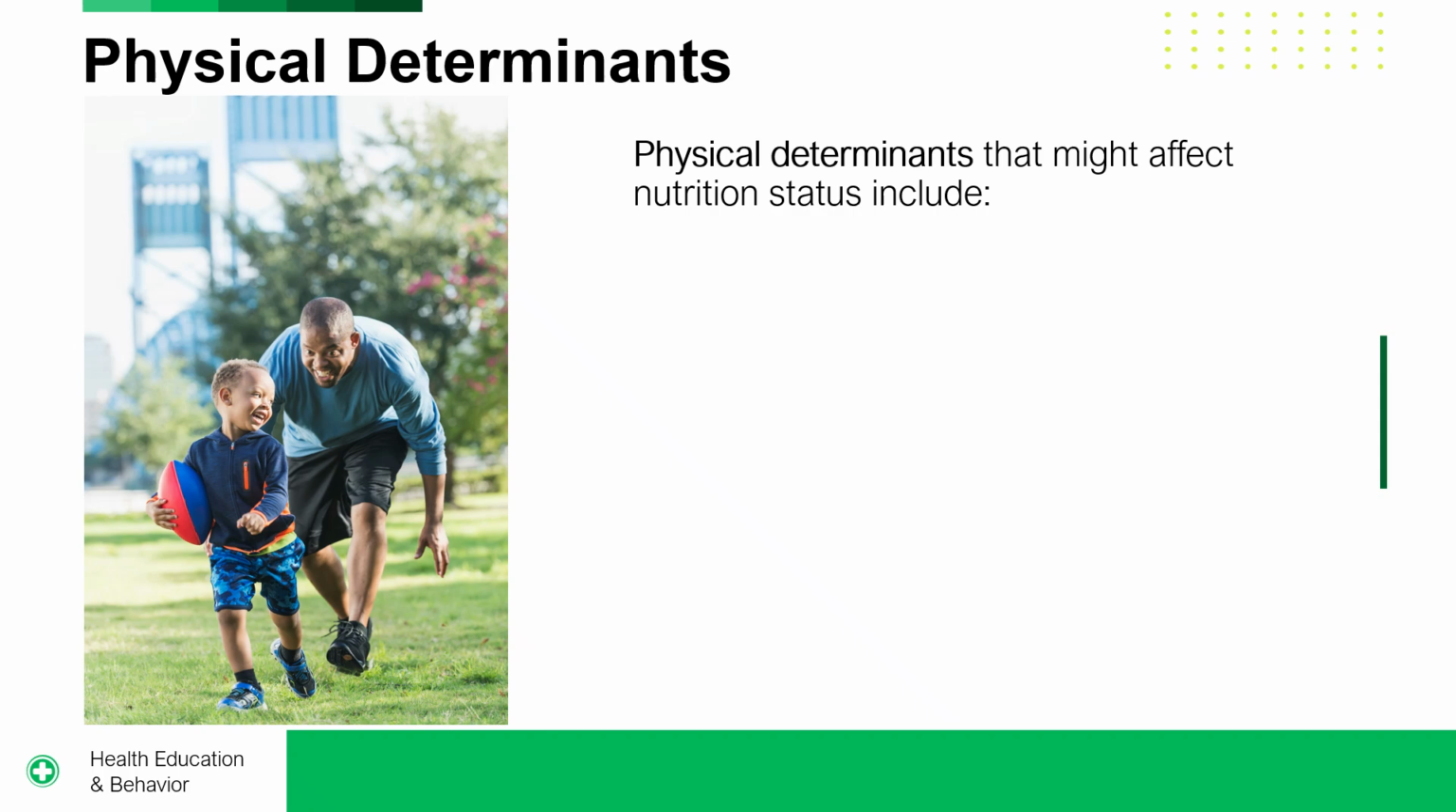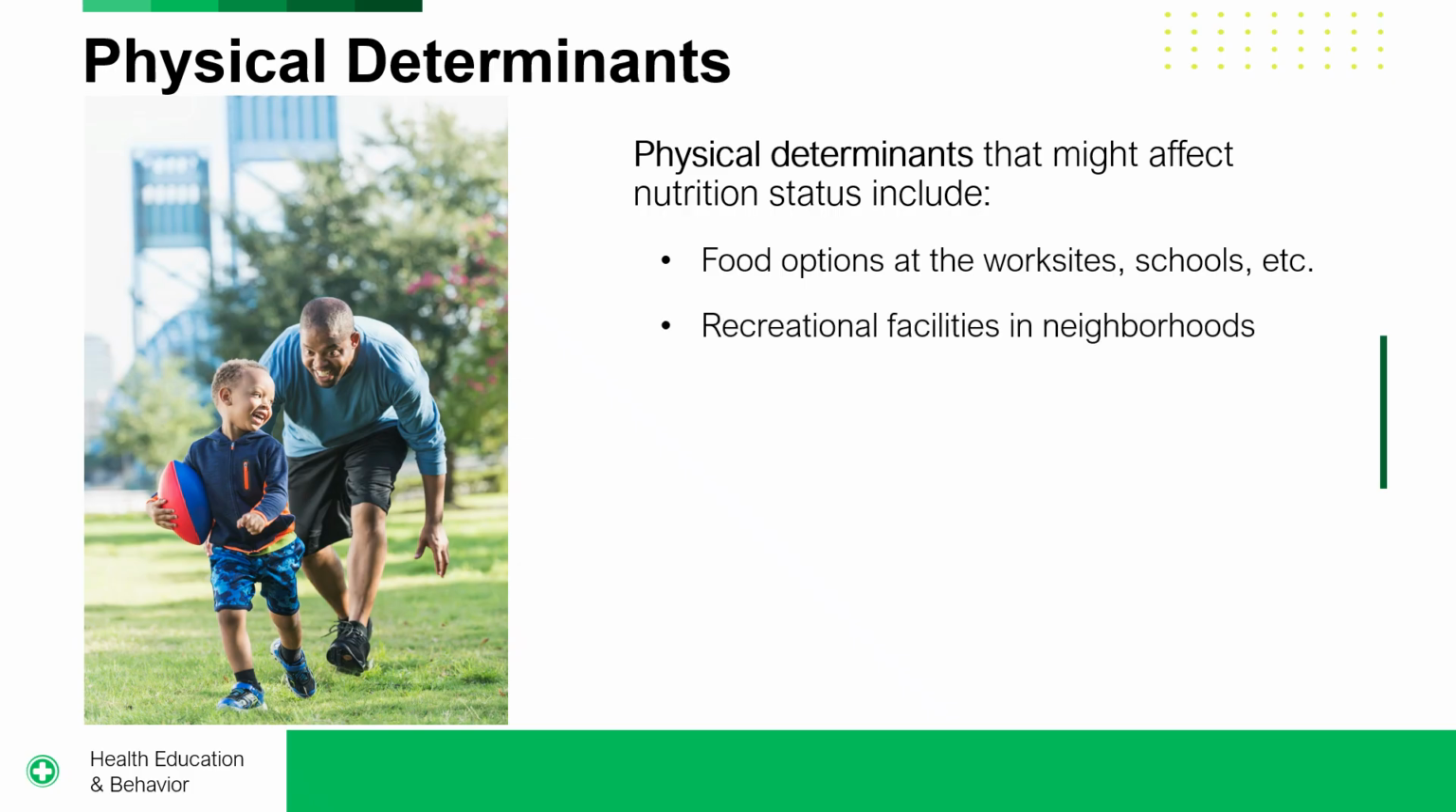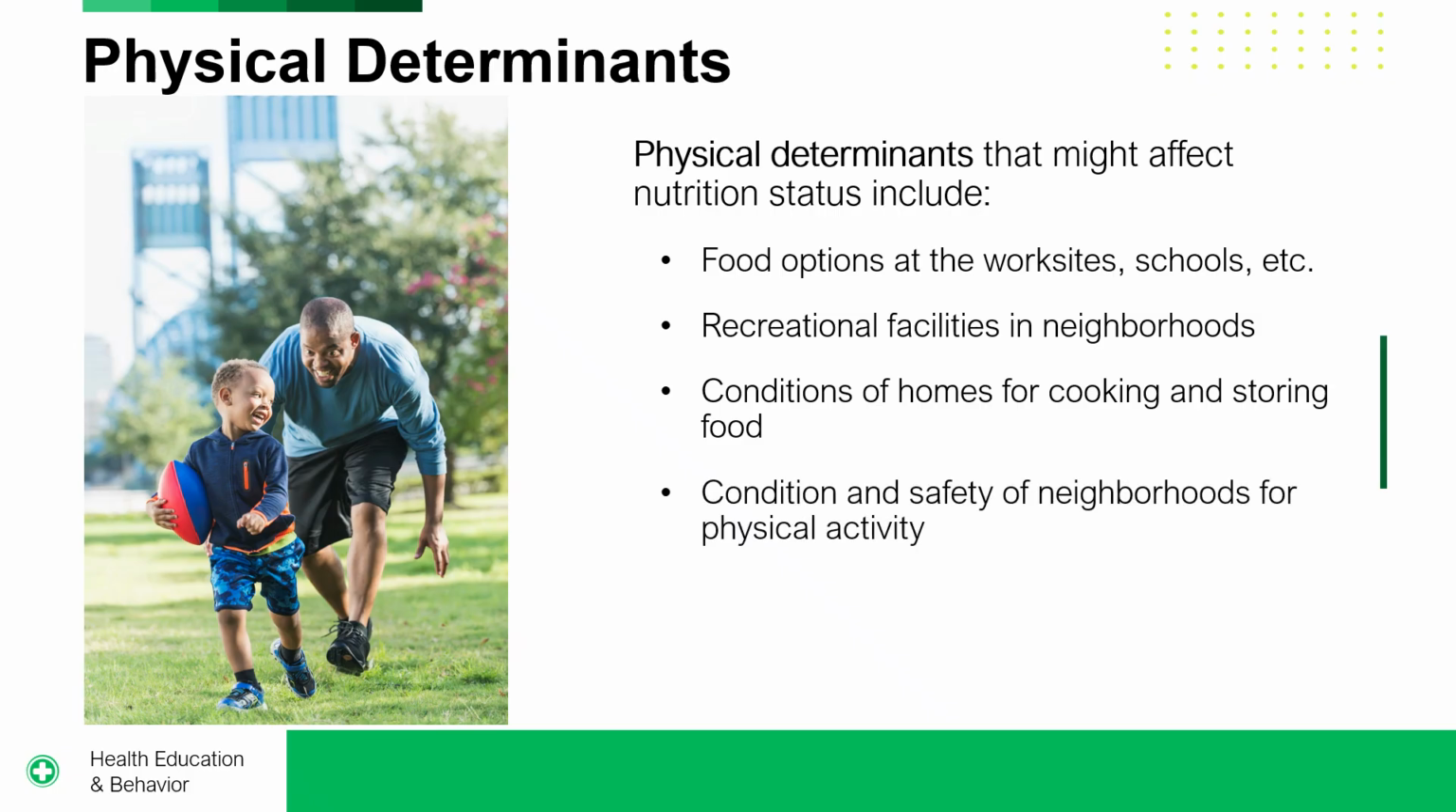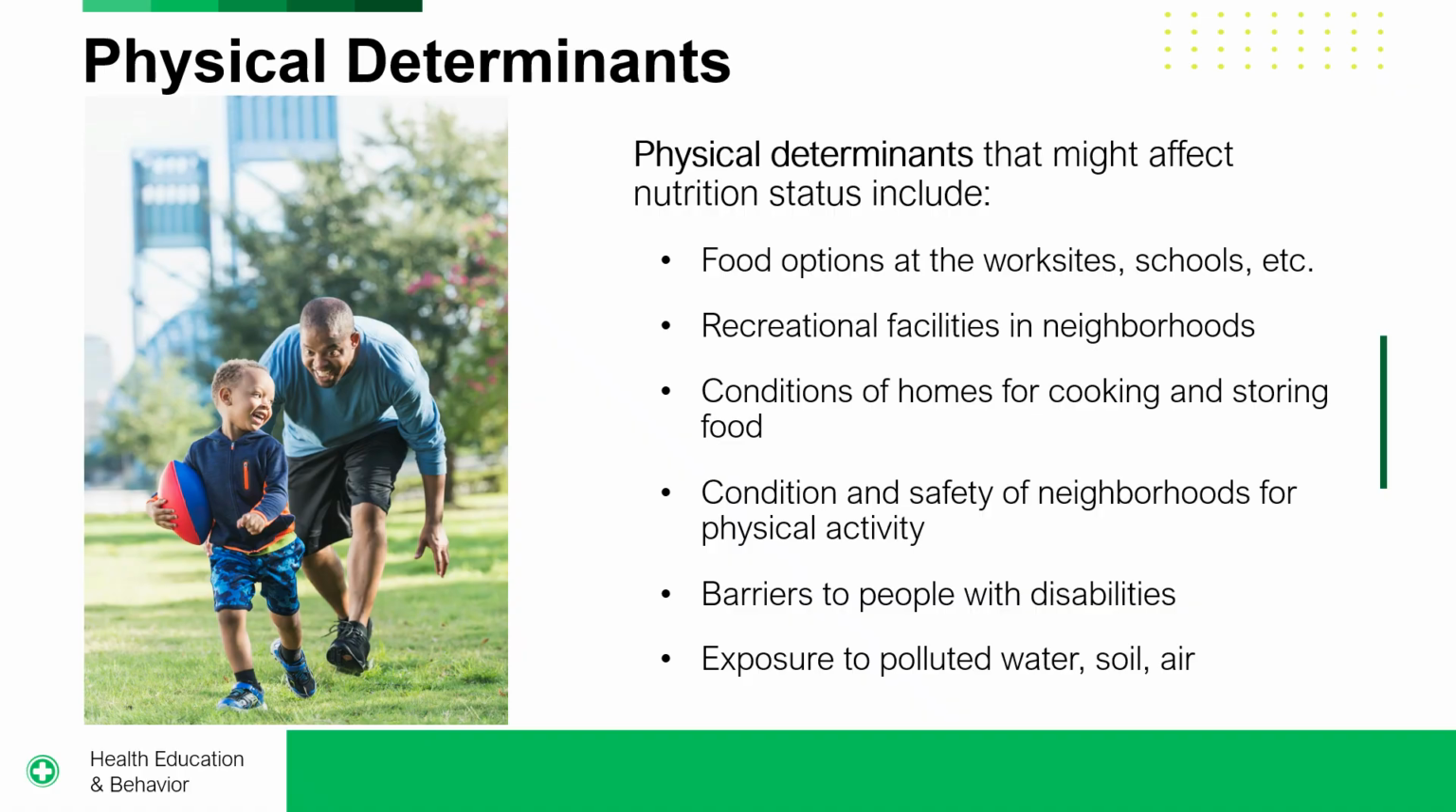And the physical determinants that might affect nutritional status include food options at the work sites, schools, etc., recreational facilities in neighborhoods, conditions of the homes for cooking and storing food, condition and safety of neighborhoods for physical activity, and barriers to people with disabilities. Also, exposure to polluted water, soil, and air.